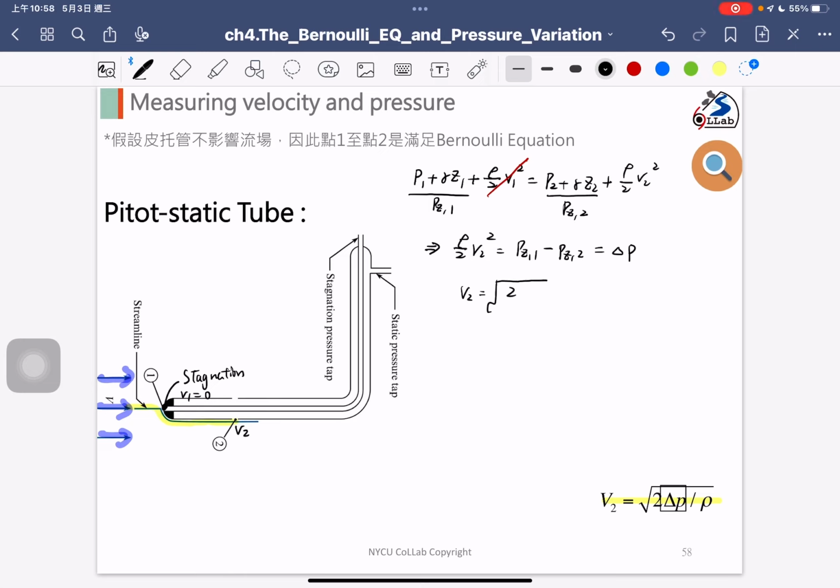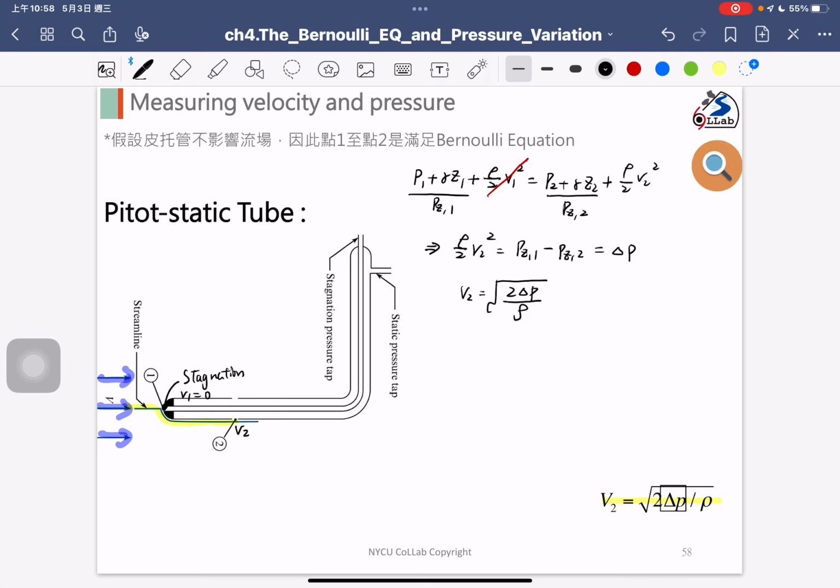Okay, so the pitot tube, the idea is we have the delta P measured directly from the pitot tube, and we put the equation here, and we know the fluid density, so we can compute the velocity very quickly. Okay, so that's the idea for Bernoulli equation applications. One of the famous applications is to put some device in and measure the velocity in the flow field.